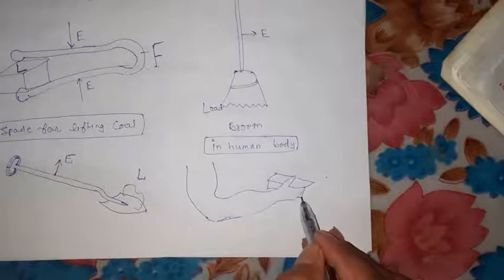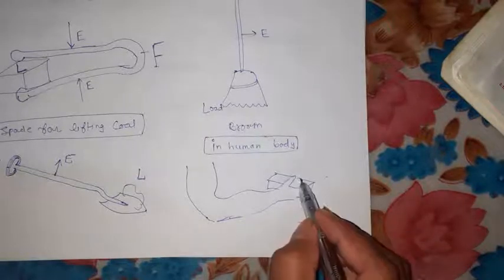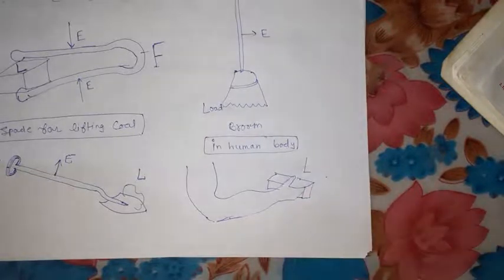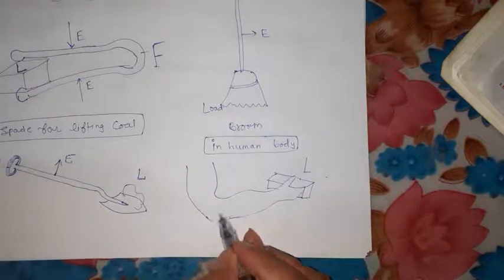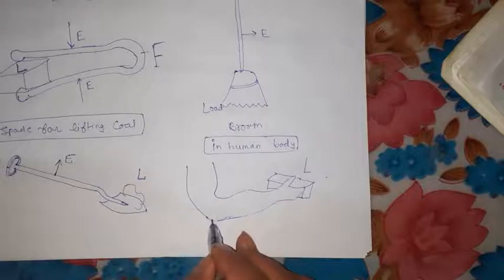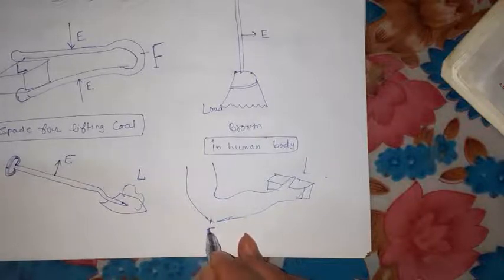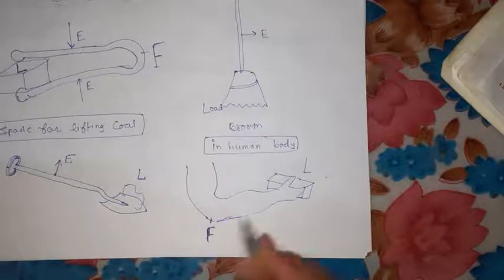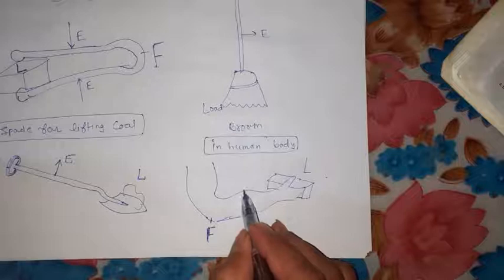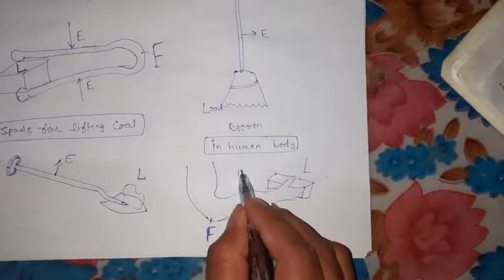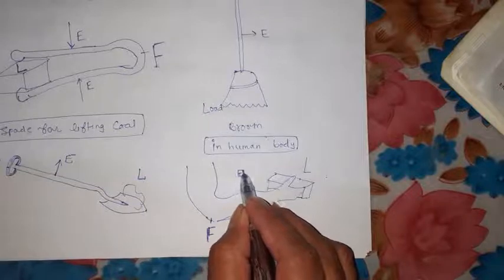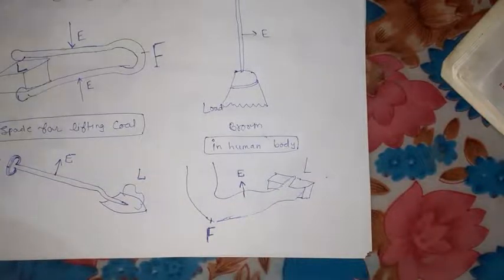So at that time, student, what is this? This is the load. And the point about which your arm will bend, that point is going to be the fulcrum. Here it is the fulcrum, and the effort will be developed at this point. Here it is the effort. So this is the third class lever which is in our body.